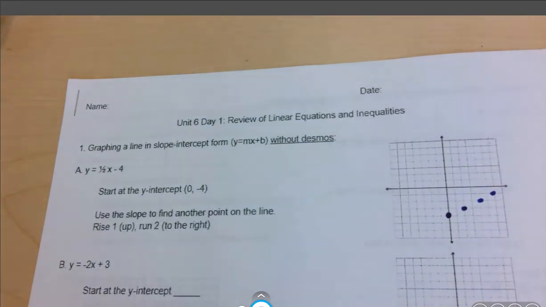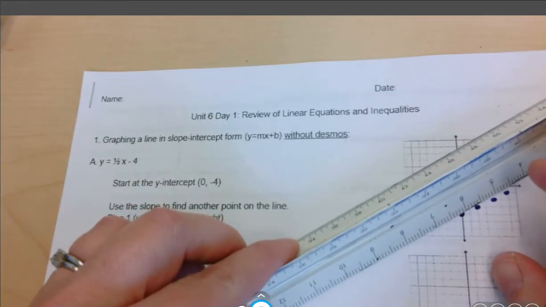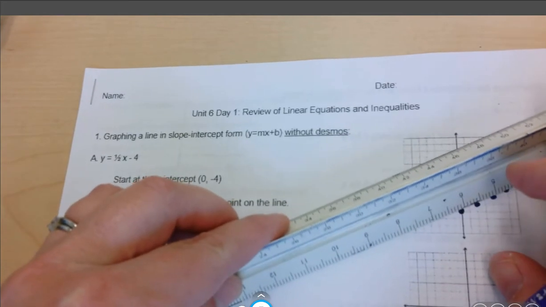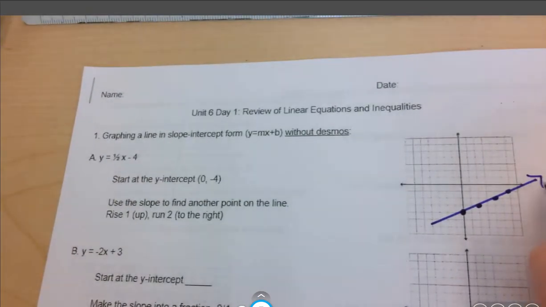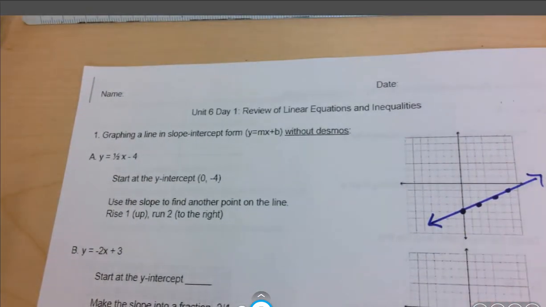Some of you have one on your desk. If there's not one on your desk, look behind you. Some of the empty desks have one. See on the board? Up 1, right 2. You're going to draw the line through those points. Who has a question?